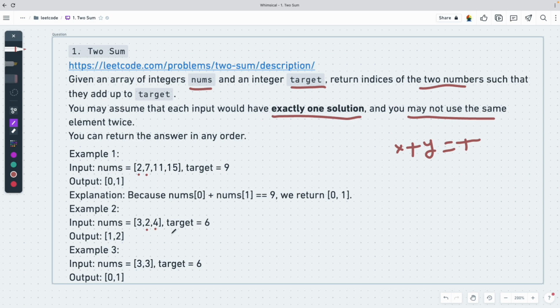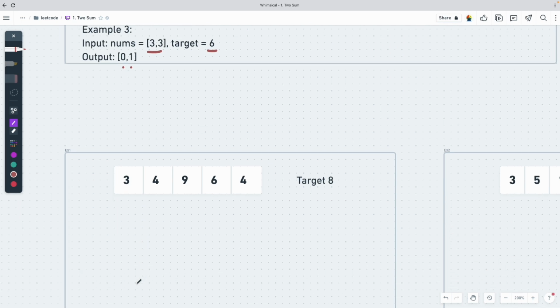In the third example, the numbers are 3 and 3 and the target is 6. Numbers can repeat, so this is a valid input. 3 plus 3 is 6, that is why the output is 0 and 1. So let's go through the solution with an example.